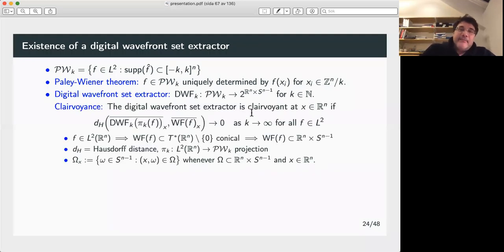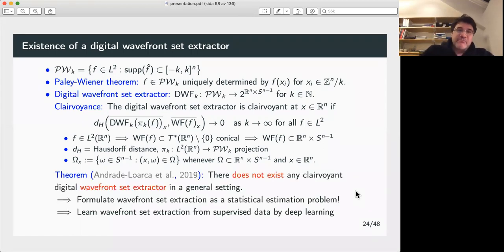And here's now the idea. If I take a function in L2 and I project it to this band-limited space, and I apply this wavefront set extractor, and I compare that against the wavefront set of the function, and I let the band limit go to infinity, I would ideally want these two sets, the set-wise distance, to go to 0. That would be very desirable. Well, it turns out that that's not possible. There is no such mapping with these properties.